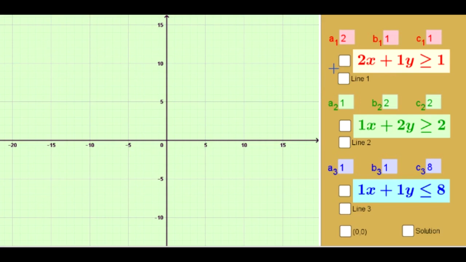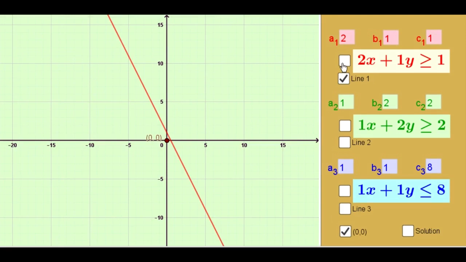Now, let us learn how to draw the inequality graph. First, let us consider the inequality 2x plus y greater than or equal to 1. To draw this inequality, you have to first draw the line 2x plus y is equal to 1 as you learned earlier. Now, take the point (0, 0). Why (0, 0)? Because that is easy to substitute. That's why you prefer (0, 0) first.